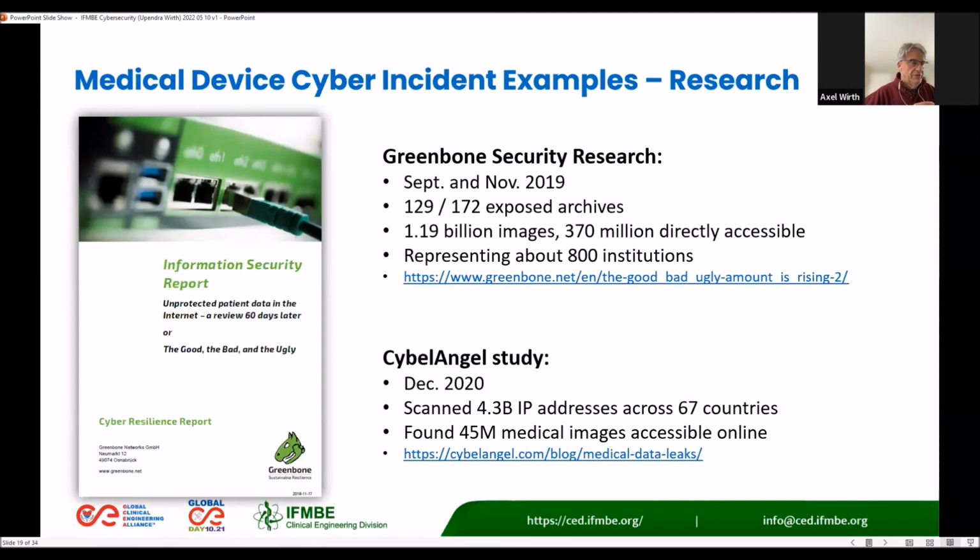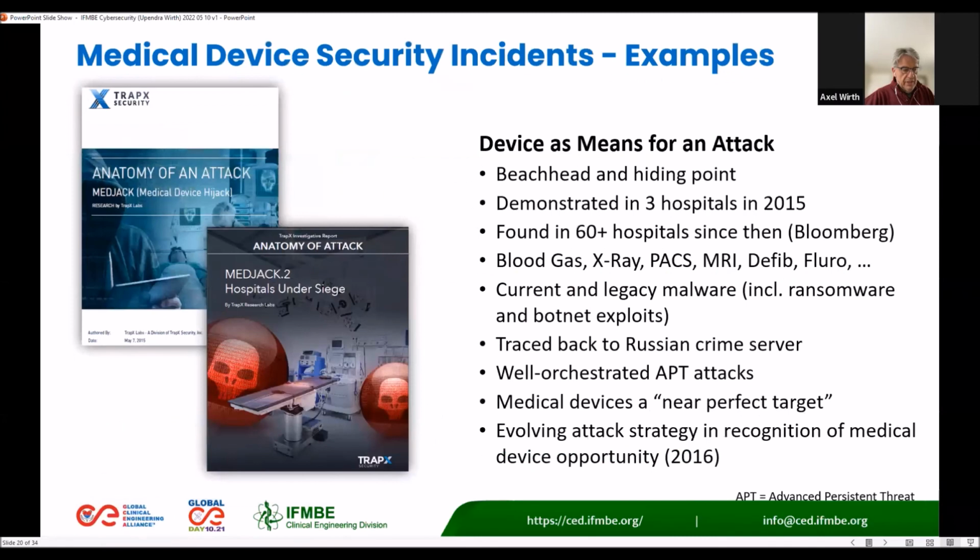A couple of examples, though, of cyber incidents and the scope of cyber events we have observed in healthcare. For example, these two cybersecurity research companies, Greenbone and CyberAngel, both demonstrated that medical images are exposed and can actually be publicly accessed. They have globally found millions of directly accessible PACS systems and PACS archives with billions of individual images. So clearly hundreds of institutions had their data exposed, which is obviously very concerning.